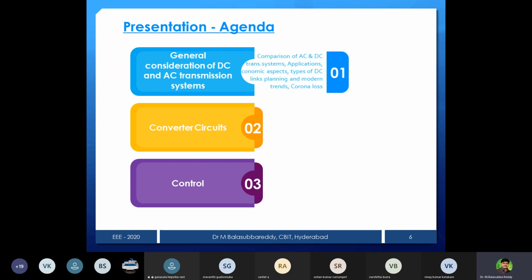Another one we can see is that we cannot use a transformer in this case, whereas in AC transmission we are using a transformer. Why are we using a transformer? In AC transmission, to step up or step down the voltage. Yeah, that is our requirement, because we are not using constant voltage levels in industry or in houses or colleges or elsewhere.